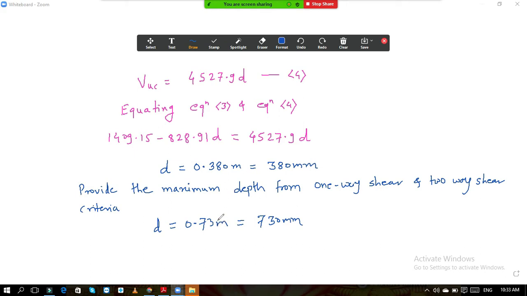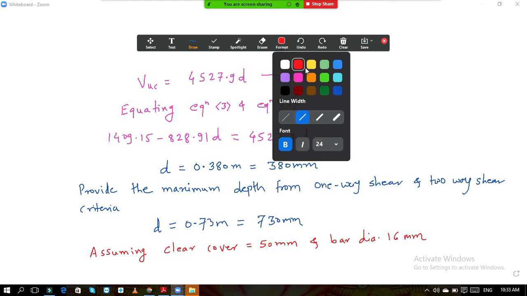Okay, so we will assume a clear cover of 50 mm and bar diameter of 16 mm. So further I will write, assuming clear cover equal to 50 mm. For footing it is 50 mm, and bar diameter 16 mm. So we have assumed 16 mm dia bars. So we will calculate the overall depth now.